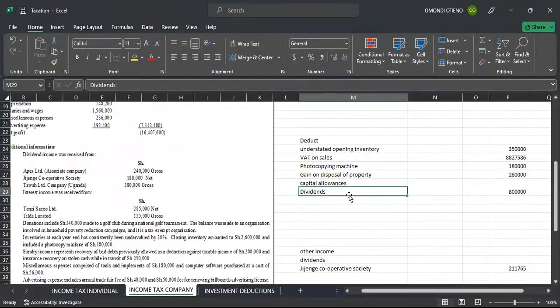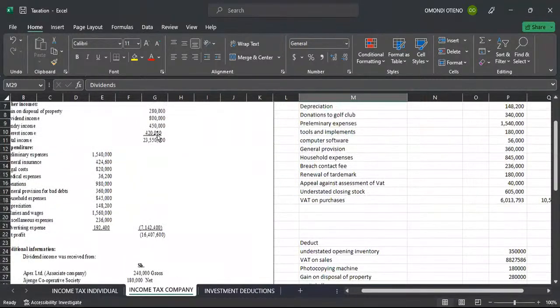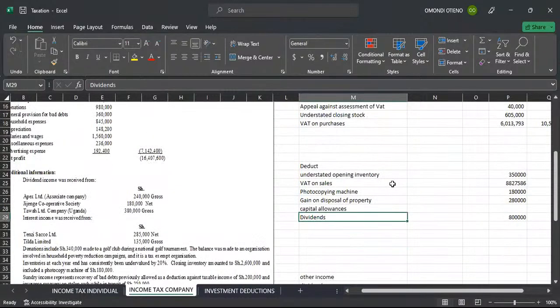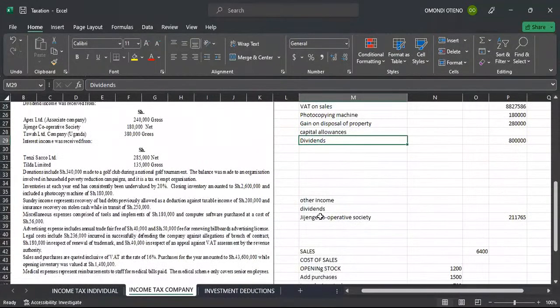So here for dividends, we have said someone may decide to remove everything. Having removed everything, the revenue for dividends here was 800,000, we have already removed it. So how do we get it back now? We only add other income, the ones that are supposed to be subjected now to tax. We said this one here from an associate company is exempted from tax.